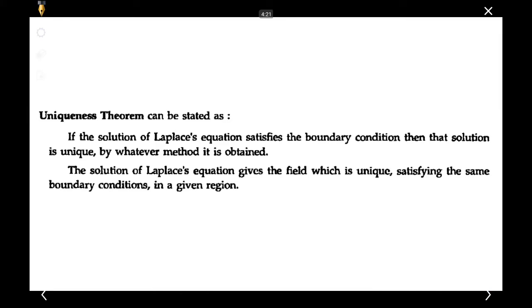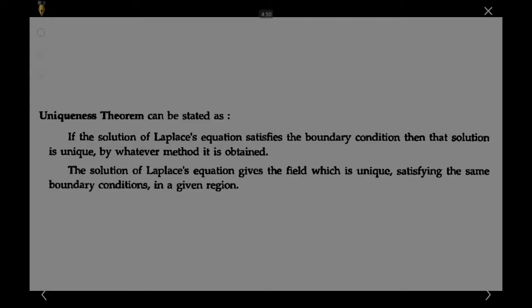So we saw Poisson's and Laplace equations. Next is the uniqueness theorem. The uniqueness theorem states that if the solution of Laplace equation satisfies the boundary condition, then that solution is unique, by whatever method it is obtained. The solution of Laplace equation gives the field which is unique and satisfies the same boundary condition in a given region. Either sentence can be written as a statement of the uniqueness theorem.